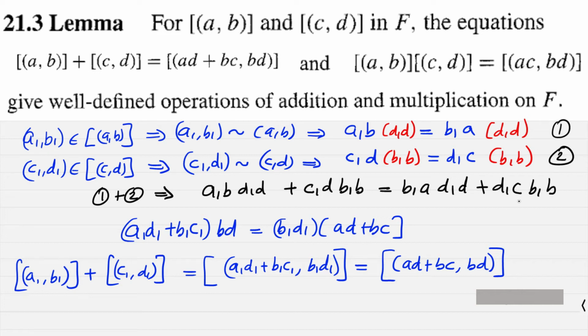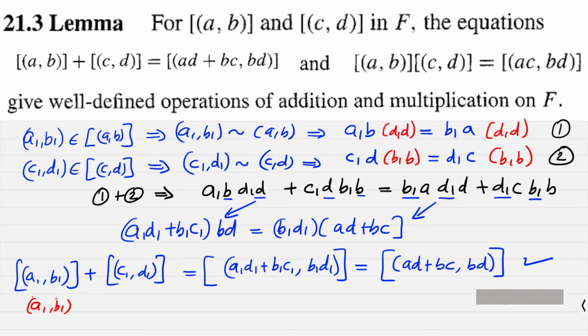Now, since capital D is commutative, any rearrangement is possible within the terms. Hence, if I take BD outside from the first two terms and B1D1 outside from the last two terms on the right hand side, you can see that the first two terms give the required LHS and the second two terms give the required RHS. Thus, we have proved that the addition is well defined.